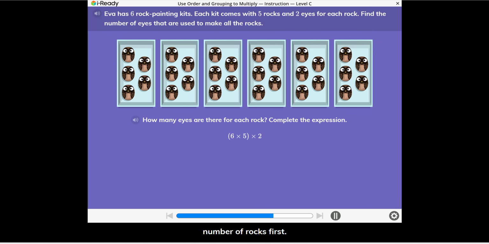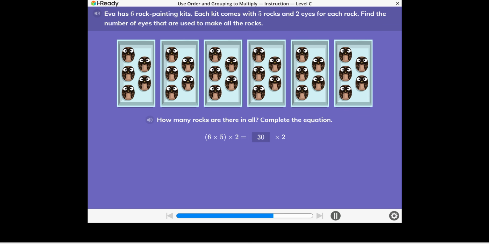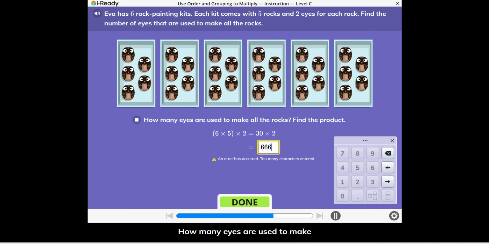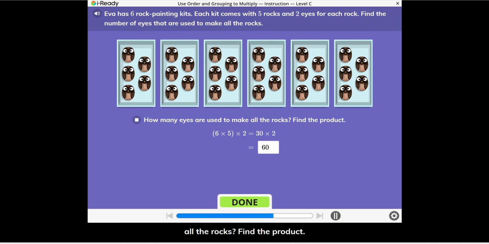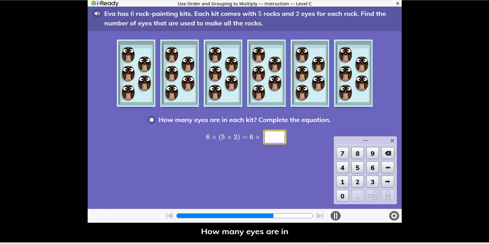Let's find the total number of rocks first. How many rocks are there in all? Complete the equation. How many eyes are used to make all the rocks? Find the product. Ava uses 60 eyes to make all the rocks. Let's solve the problem a different way. This time, find the number of eyes in each kit first. How many eyes are in each kit? Complete the equation.